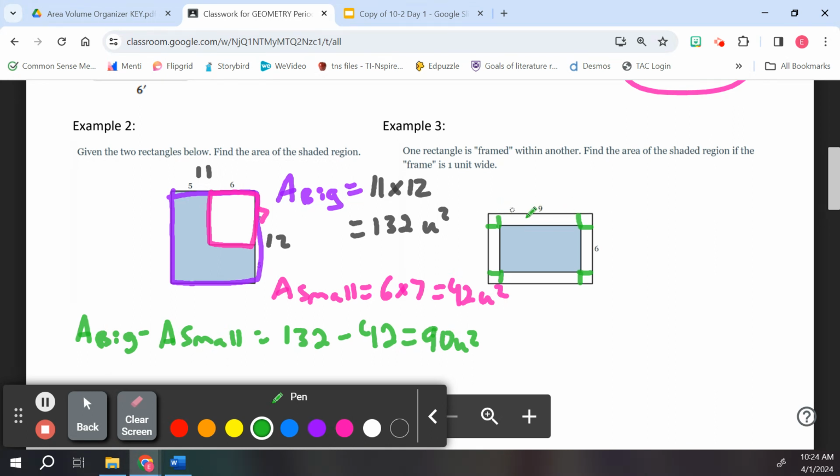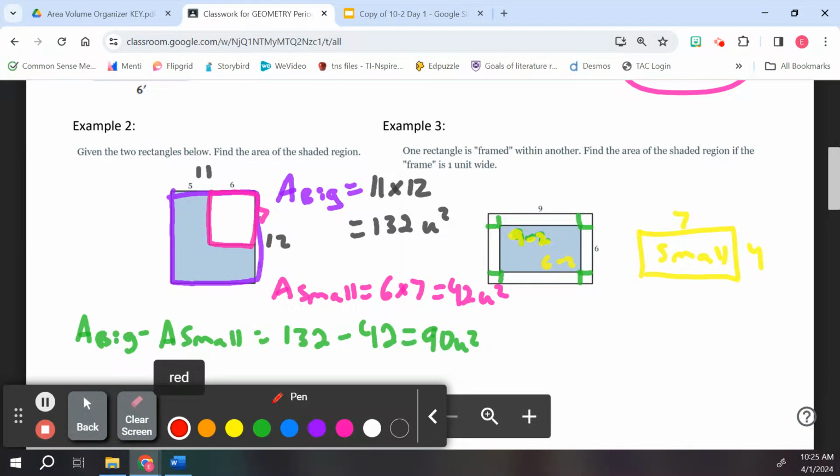So if this whole thing is 9, this is essentially 9 minus 2. So this will be 9 minus 2 here. And this side's going to be 6 minus 2. So the smaller rectangle is going to be 7 by 4. Does that make sense where that's coming from? Okay, so this is the small one.